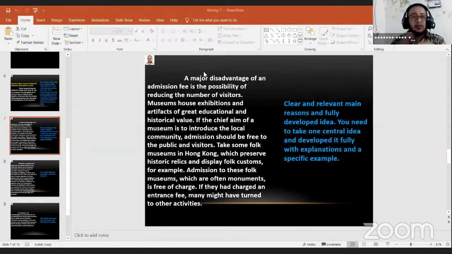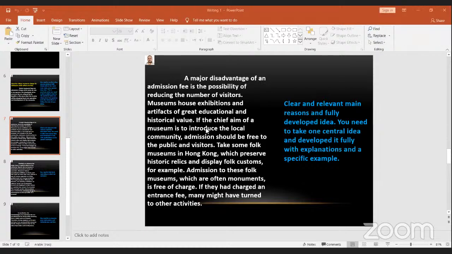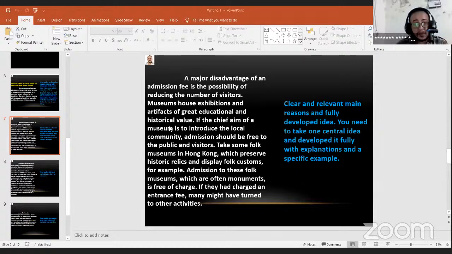Let's repeat how to write the paragraph of the body. For example, here the first paragraph of the body is talking about the disadvantages. So you need to write the heading sentence, the topic sentence, the main sentence, which is about the disadvantage here. After that, the sentences which follow answer either the question how or the question which starts with why, or both of them. And this is what we did here. Museums house exhibitions and artifacts of a great educational and historical value. If the chief aim of a museum is to introduce the local community.